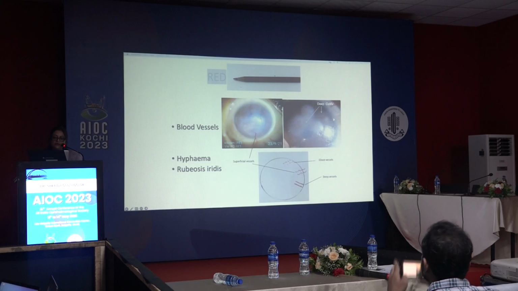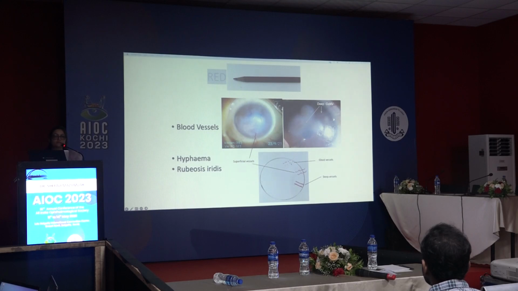Now let's come to the red. Red is for blood vessels, hyphema, rubeosis iridis. So superficial blood vessels you can trace across the limbus. So that's why we show them with wavy lines crossing the limbus. Deeper vessels, you cannot trace them across the limbus. So we depict these deeper vessels with straight lines starting from limbus.